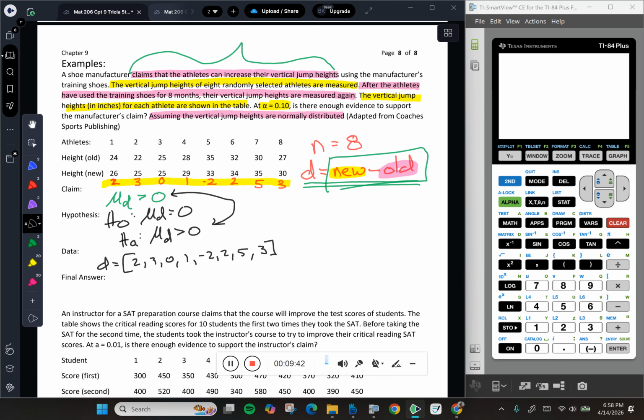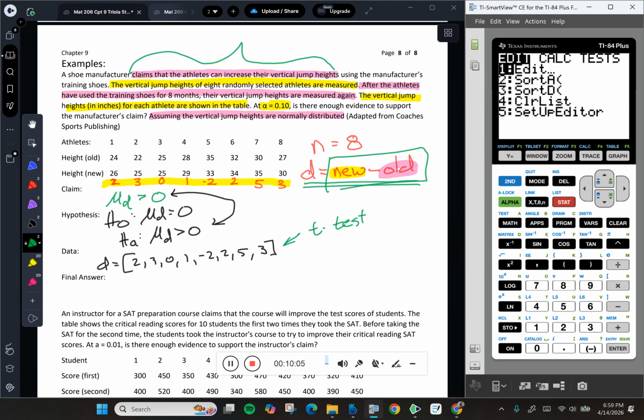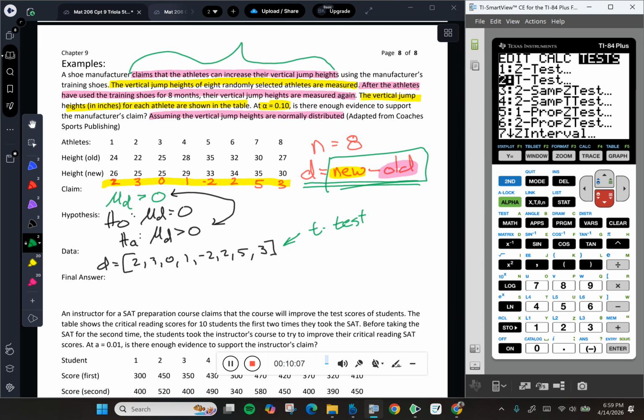That's my data set. So basically what happens here is in a 2-sample dependent, we create a third data set D, and then since it is a single data set, we just run a good old-fashioned t-test on it. Not a 2-sample t-test, a plain old t-test. So under stats tests, I'm running option 2 here. I'm running a t-test. Okay?